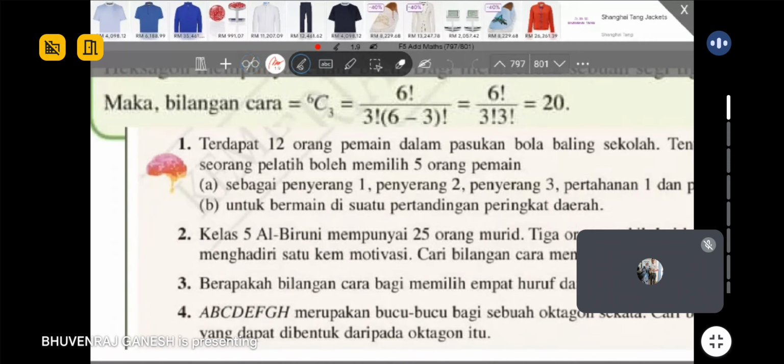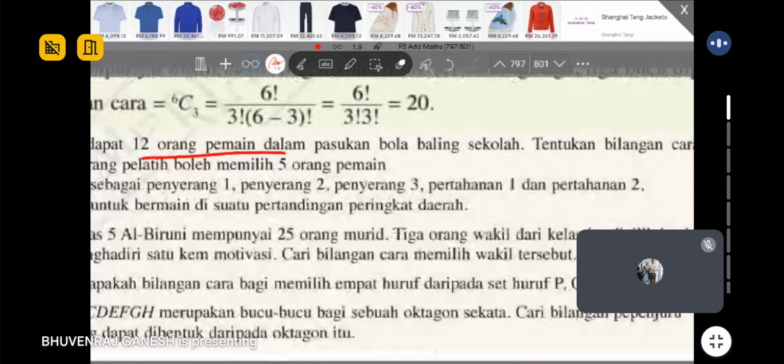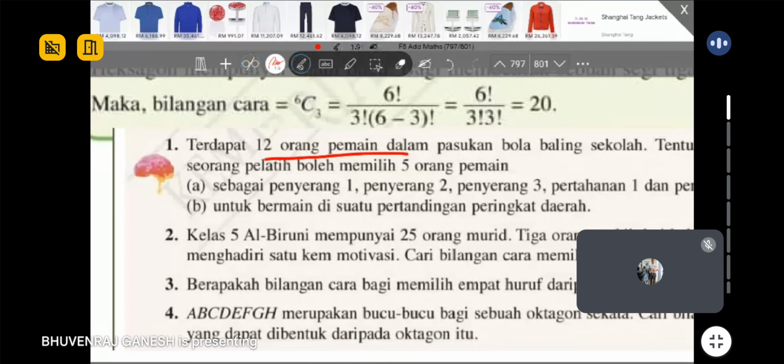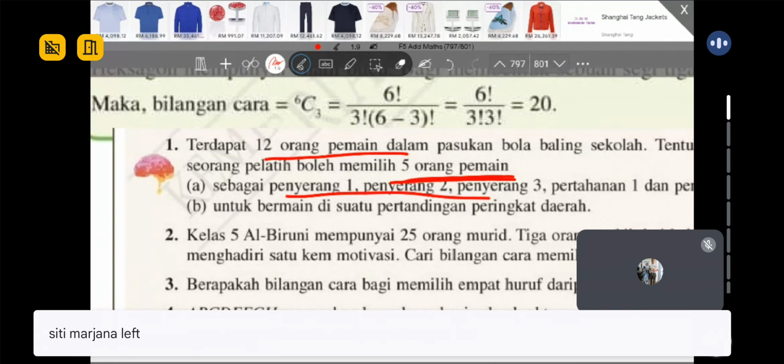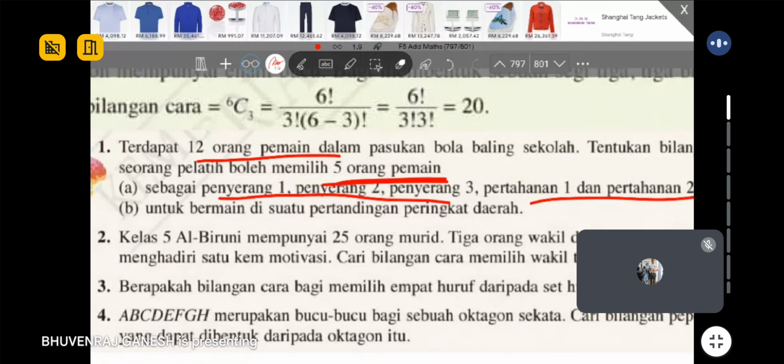Okay? Alright. So they tell you that total got 12 player in a netball in the school. So they ask you how many way I can choose 5 player. Okay, got condition. There is 3 attacker and also 2 defender. So guys, macam mana saya boleh pilih yang ni untuk soalan 1A? What is my method?